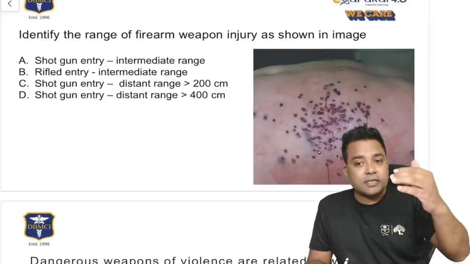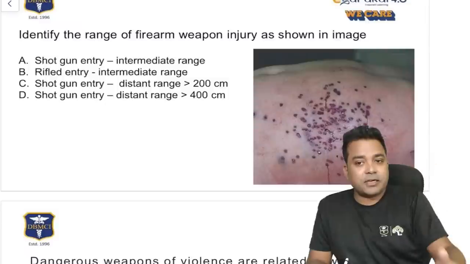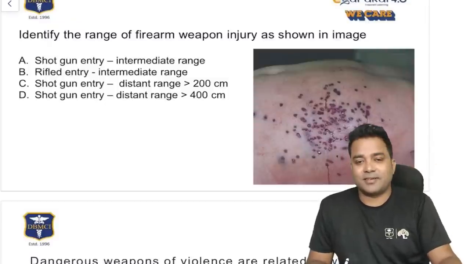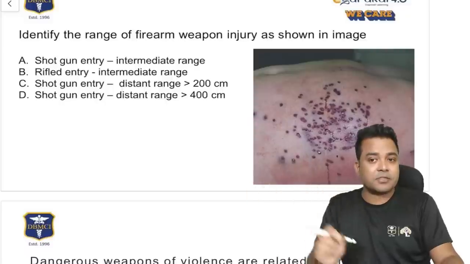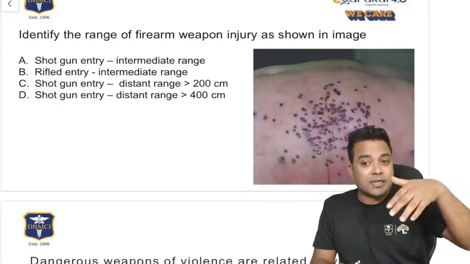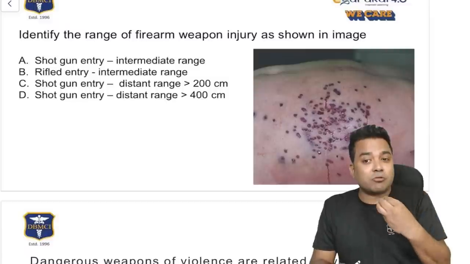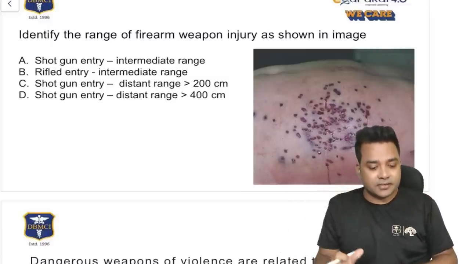For STDs, you can keep blood samples. You can keep a blood sample of the victim, and you'll be mentioning that to rule out STDs, I have preserved the sample. But swab collection, genital swab collection or oral swab collection, that is a part of examination. Clear, Godavari?